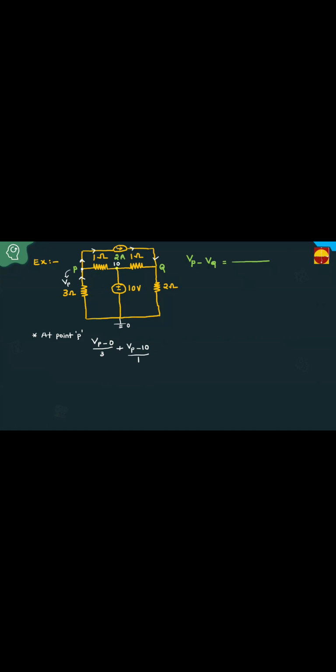How much current is leaving? This is the direction of current. This direction of current is how much? This is 2 amperes. This 2 amperes of current is leaving now. Then you have to take plus 2 equal to 0.